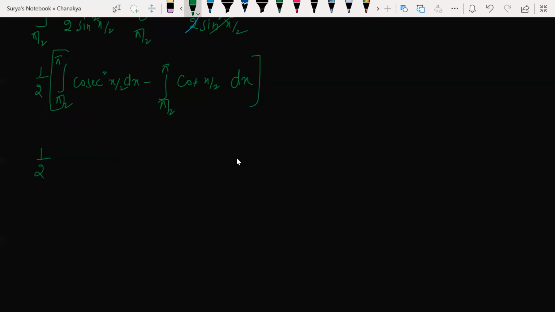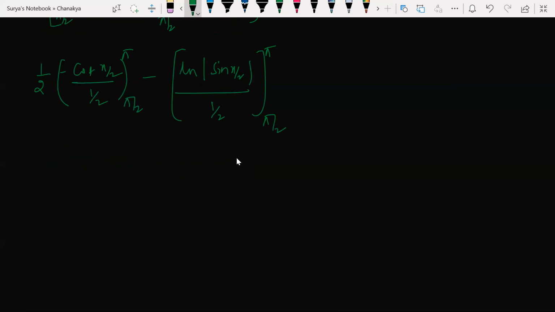Integral of cosec square x by 2 is what? Minus cot x by 2, with the inner function's derivative 1 by 2. Okay, in fact minus here. So from pi by 2 to pi, minus cot x by 2 is what? Integral of cot x is ln of sin x. So integral of cot x by 2 is ln of sin x by 2, divided by 1 by 2. Why? Because of the inner function. In fact, pi by 2 to pi limits as it is, negative.